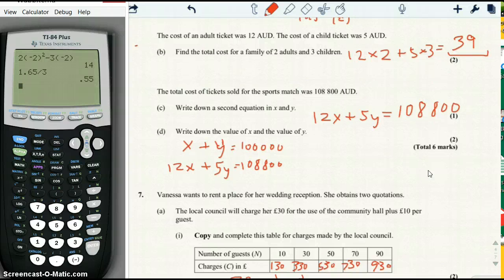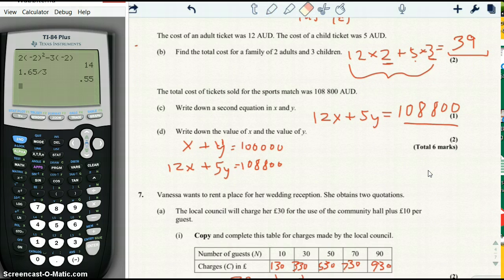Total cost of a ticket for a sports match was $108,800. Write down the second equation, X and Y. Okay, so we're gonna have something add up to $108,800. Do you see that you already wrote the equation? It's just that you wrote in numbers for 2 people and 3 children.